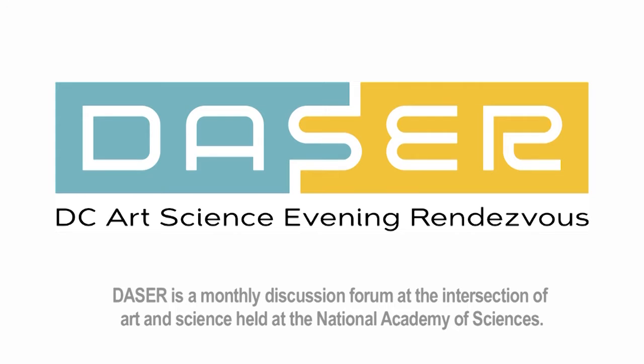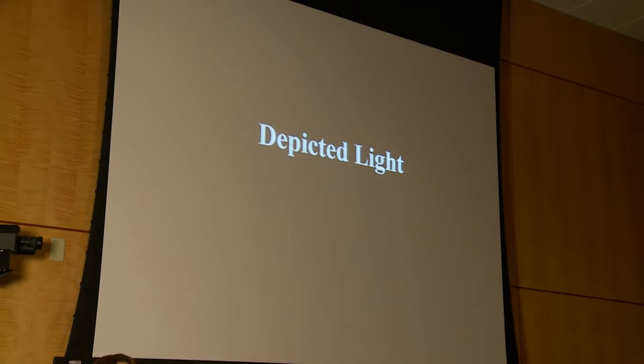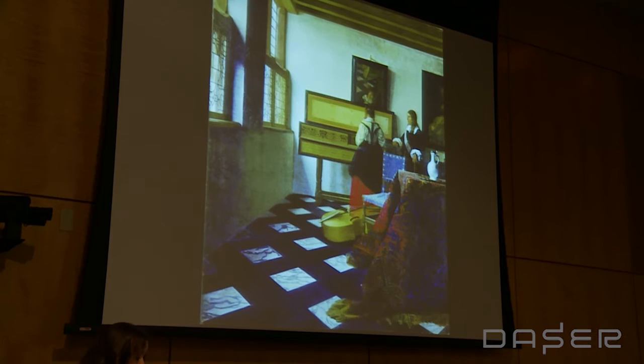What I'd like to do tonight is talk about what happens when light itself becomes a medium in art. I think traditionally, when you speak about light and art, you might imagine a painter who's particularly gifted at depicting light in a naturalistic way. And the first person that most art historians will jump to is Johannes Vermeer.